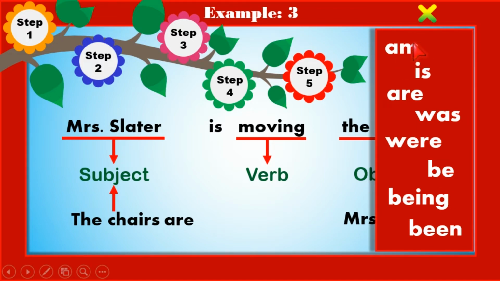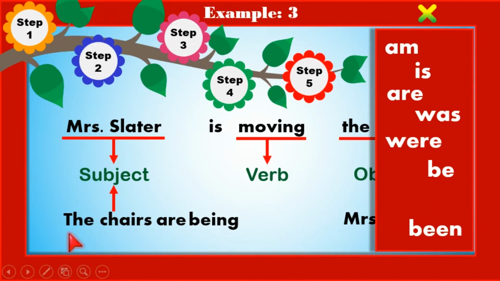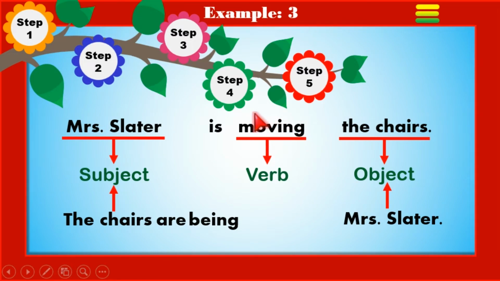Then look at this table and find out the suitable word here. Already we used simple present tense and simple past. Now present continuous. If the sentence is in continuous tense, either present continuous or past continuous, you should use the word being after the auxiliary verb. So here the chairs are being, then the past participle form of the verb. What is that past participle form? Moved. Then step 5, preposition. Now we got the clear answer. The chairs are being moved by Mrs. Slater.